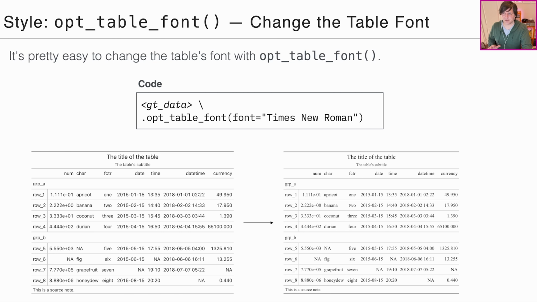And another thing you can do is change the font for the entire table really quickly with the opt_table_font method. In this case, we're taking the input table, which applies a default font, but we can change that to Times New Roman. And in doing so, we see that every bit of text on the table is changed to that typeface.